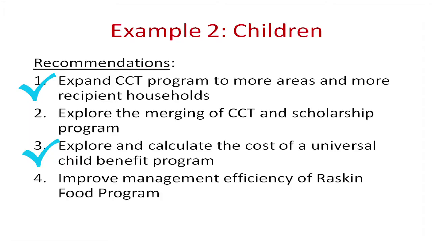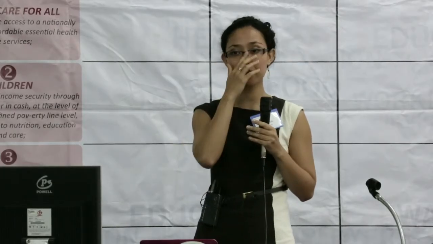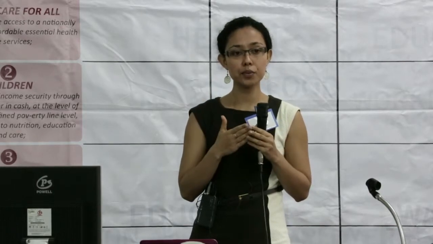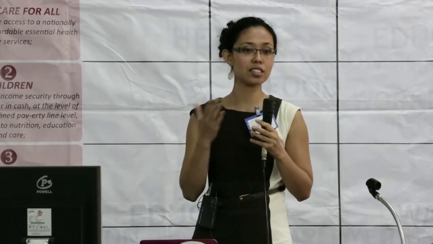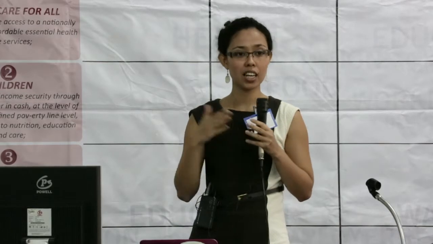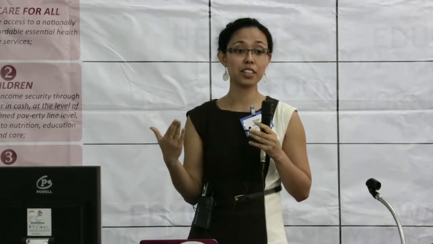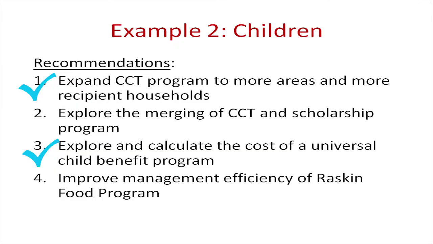The second recommendation is to explore the merging of CCT and scholarship program. This is because if you've seen our matrix, you will see that basically the CCT program and the scholarship for the poor program have exactly the same type of target beneficiaries. But they're run by different ministries, and within the ministry by different divisions, and they're both cash transfers basically. So the same program more or less, same beneficiary, different implementers.